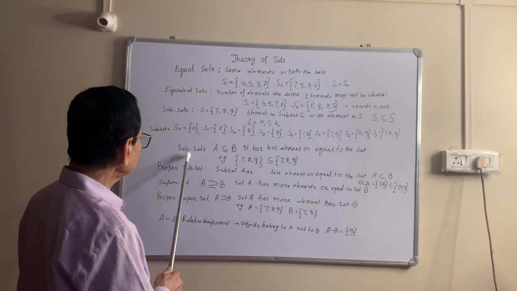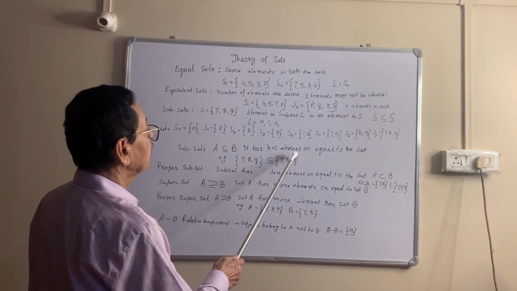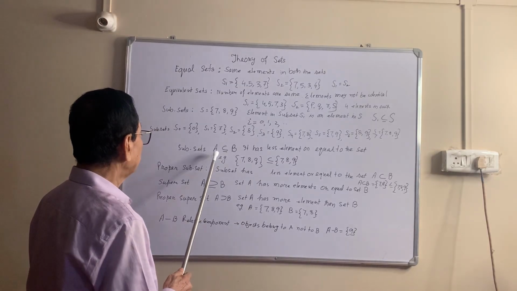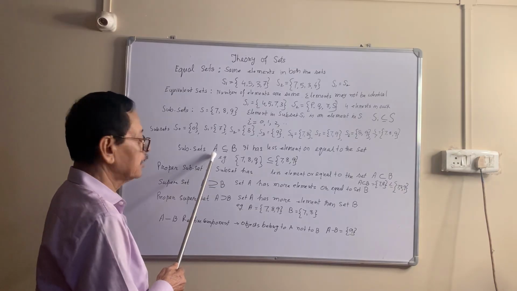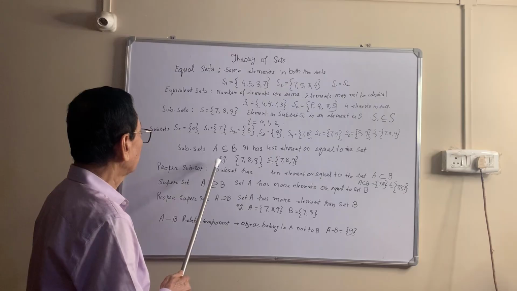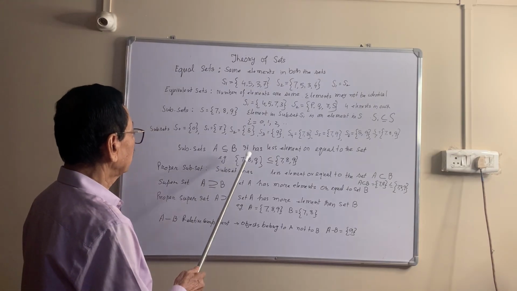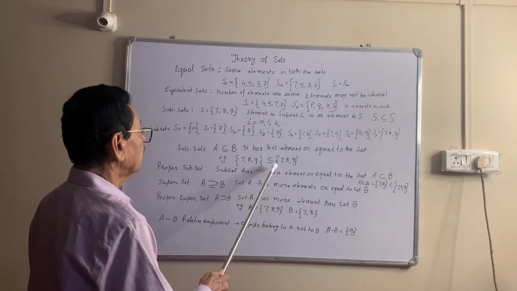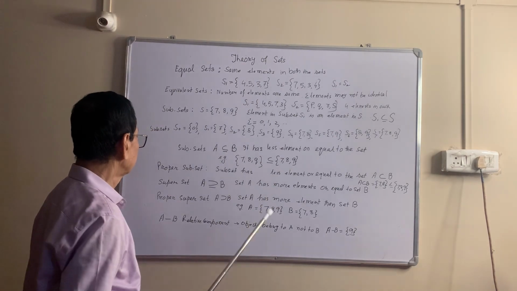It is represented like this: A subset B means A has fewer elements than or equal to the set B. A may have fewer elements than B, or equal to B. For example, 7, 8, 9 is a subset of 7, 8, 9. They are equal, so it is a subset, but they are equal.